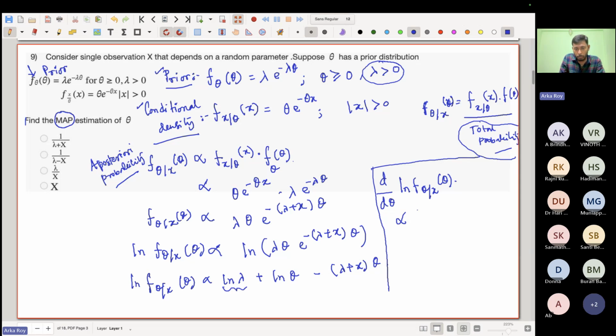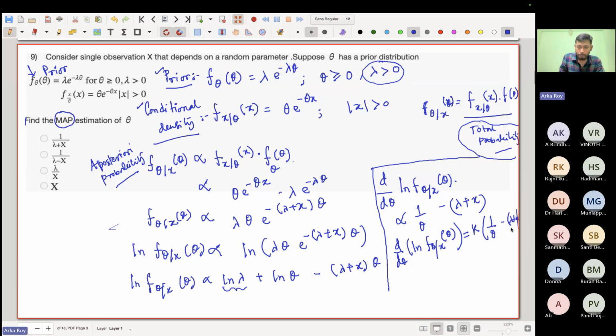However, over here it would be 1 upon θ, and then you have minus λ plus x. And if I delete the proportional sign, we have to take another constant over there, a multiplicative constant. So it would be f(θ given x) equals k into (1 by θ minus λ plus x).